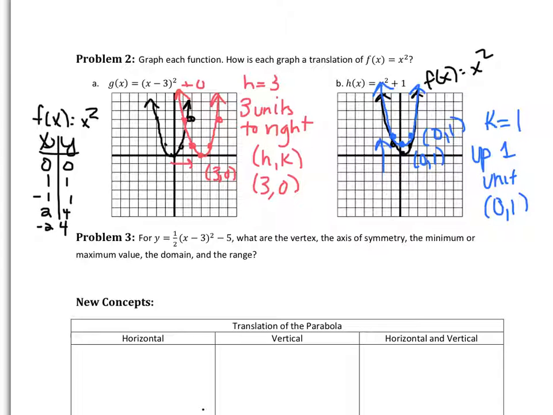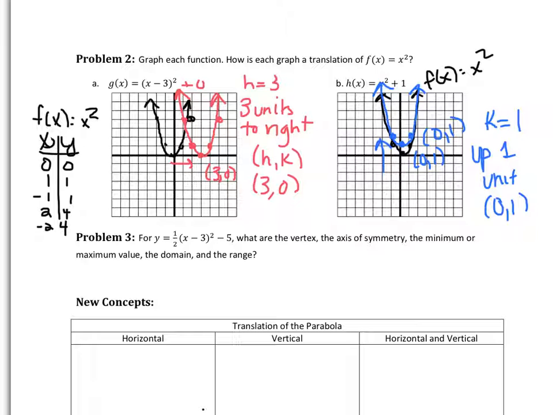Okay, problem 3. Let's just keep going with problem 3. Problem 3 now has a bunch of stuff happening here. You've got y equals 1/2 (x minus 3) quantity squared minus 5. What are the vertex, the axis of symmetry, the minimum or maximum value, the domain, and the range? So a lot of things happening.